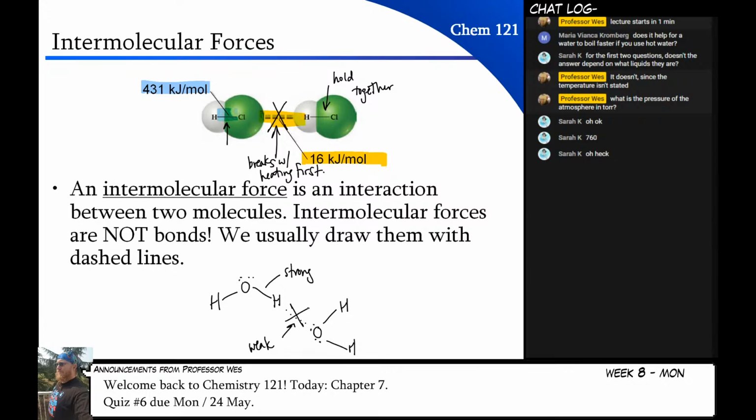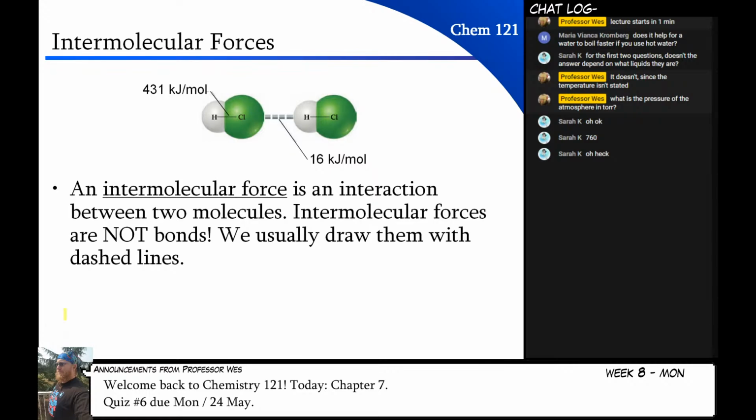So these interactions between molecules are what we call intermolecular forces. An intermolecular force is a force of attraction between two molecules. And whenever we draw intermolecular forces, we always use dotted lines. Don't use a solid line. Solid lines are for bonds. Dotted lines are for intermolecular forces.